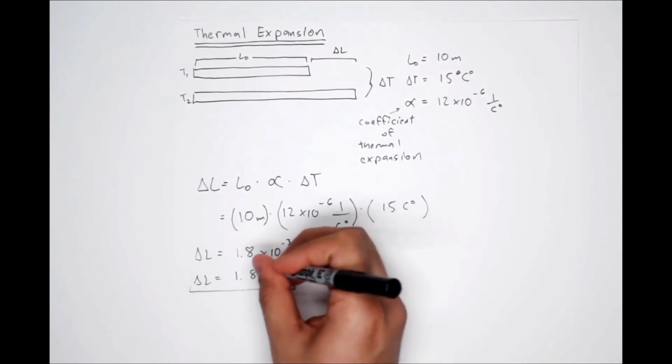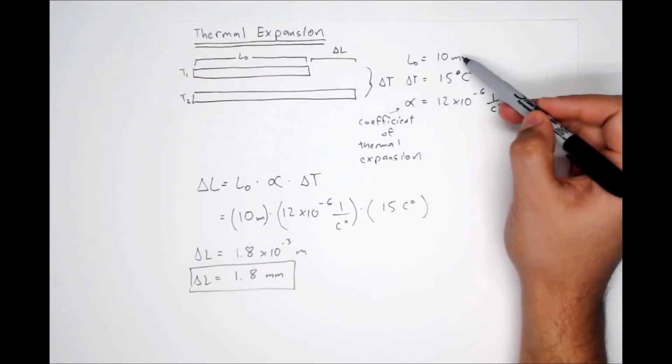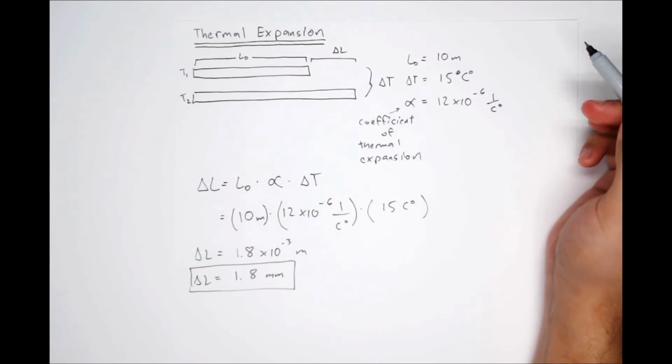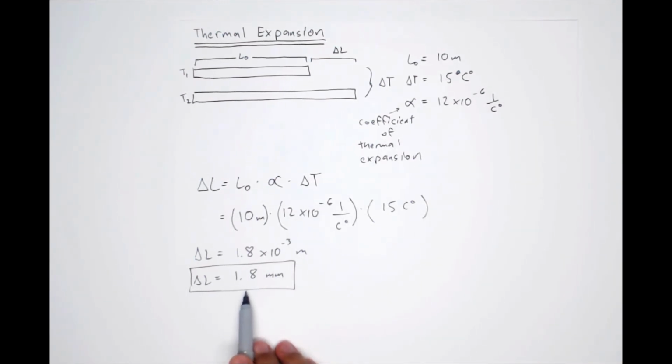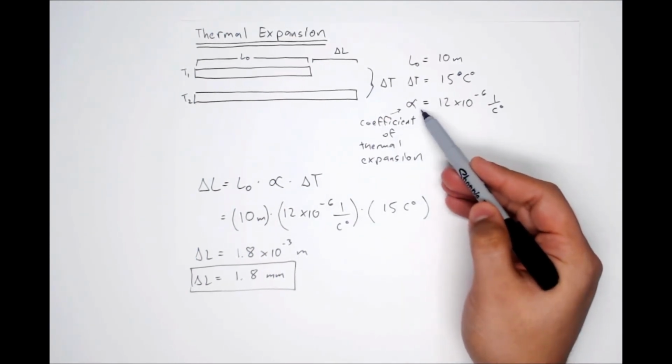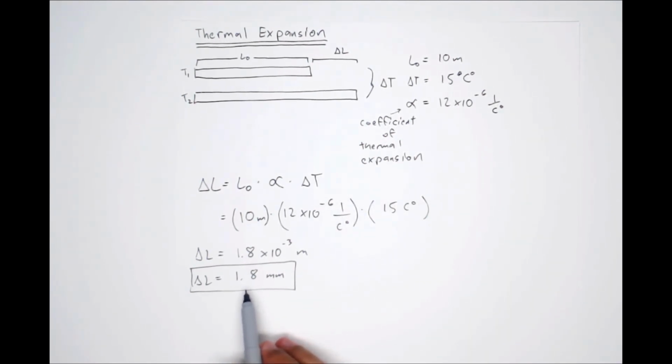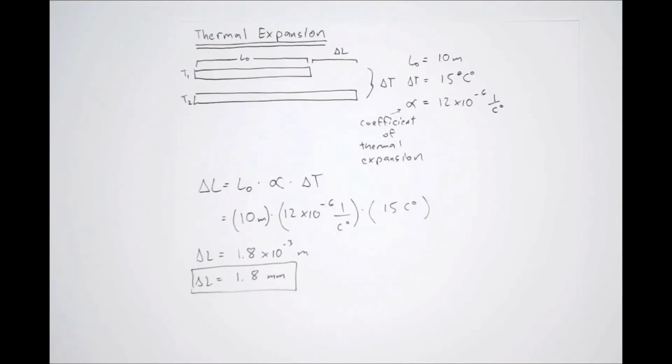All right, so interesting to note, a 10-meter long beam. That's pretty long. That's almost 3 stories tall. And we can see that such a long beam will only expand by 1.8 millimeters, at least for iron, which is the material we used the alpha coefficient for. So it's not nothing. It's definitely something. And when people build structures, they have to take into account this thermal expansion so that the parts don't damage themselves when they undergo this expansion and press against each other unnecessarily.